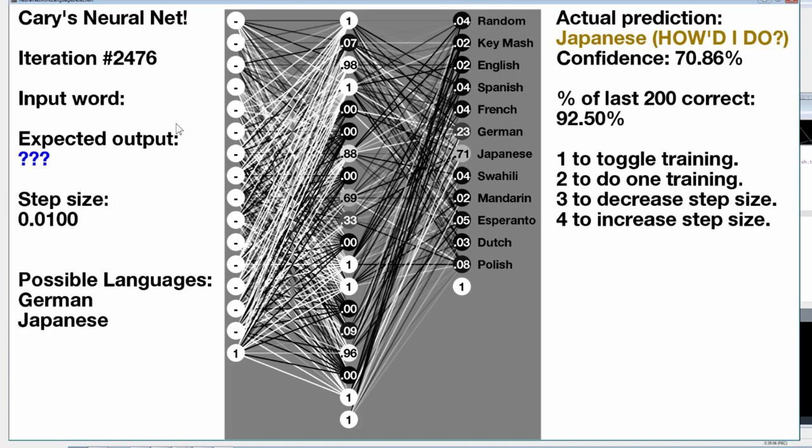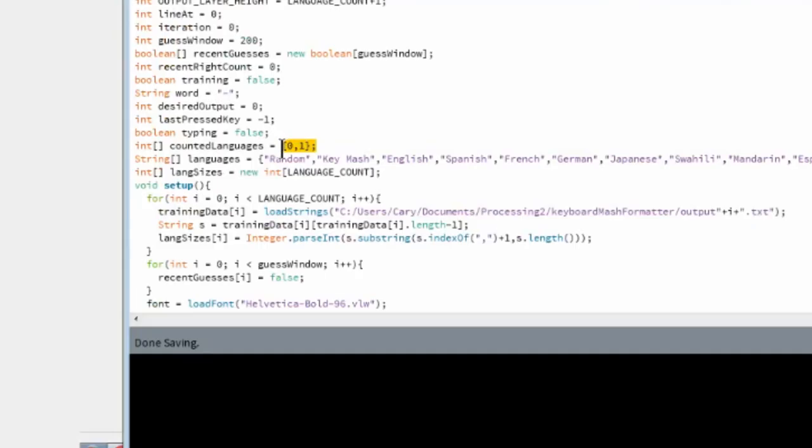Anyway, that's enough with round two of the languages, German versus Japanese. Let's try something that you might not consider languages at all: Random and Keymash. And you might not even know what those two things mean, so I'm gonna explain it. But first, I'm going to open it up so you can see what it looks like. There we go, 0 and 1. Random and Keymash being the first languages that pop in my head.